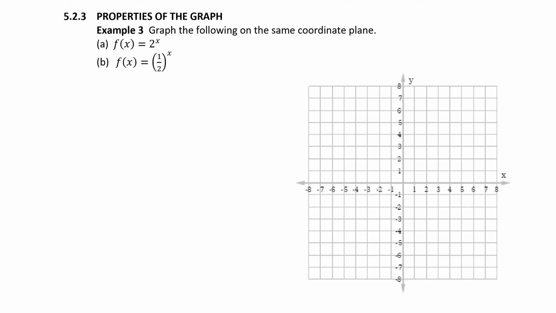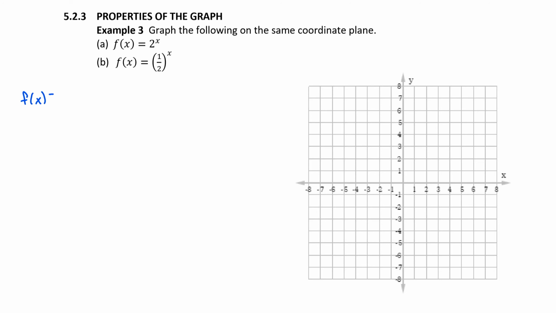In section 5.2.3, we will examine the properties of the graph of an exponential function. Recall that we can have an increasing exponential function or a decreasing exponential function. We will look at both in this example, and thus we will be building a new parent function. Let's begin with f of x equals 2 to the x power.